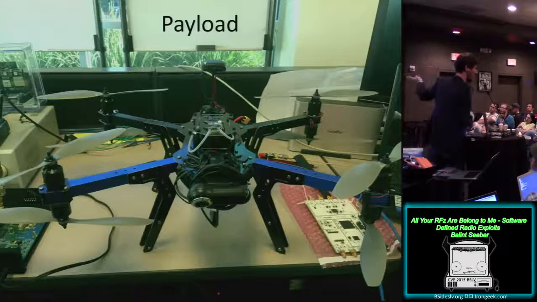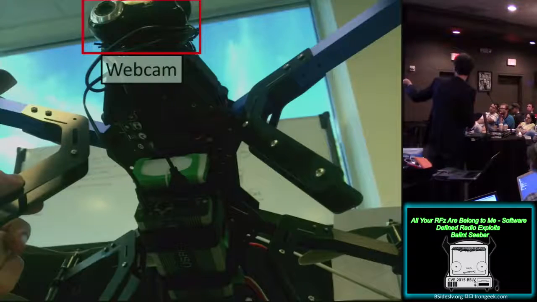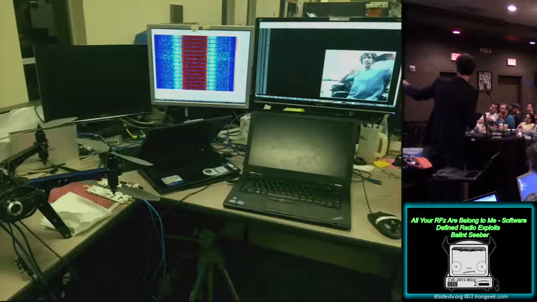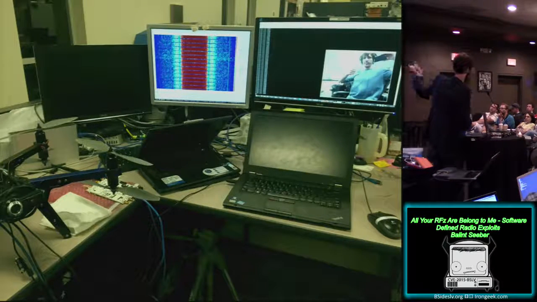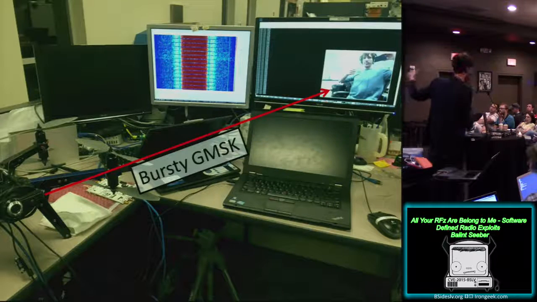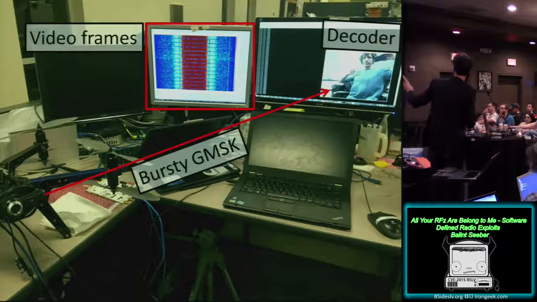So I put a webcam on there and plugged the webcam in via USB into the E310, and then wrote some GNU Radio software to actually take the frames of video, transmit them over the air, and then receive them on the laptop, and then get a live video feed. So this first iteration was just using GMSK, very simple. And you can see the video frames, they're being broadcast on the radio spectrum.